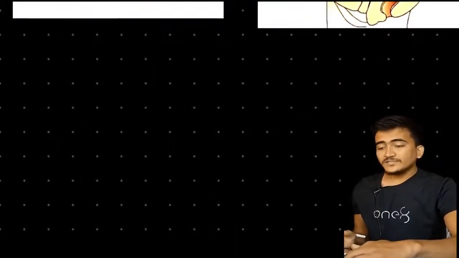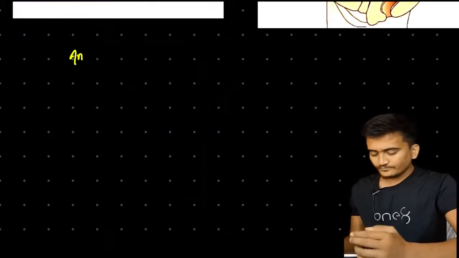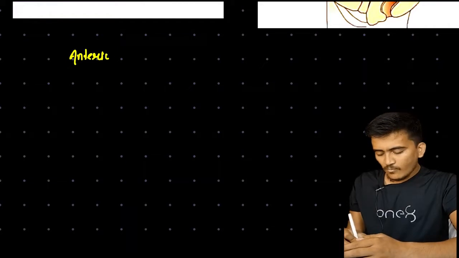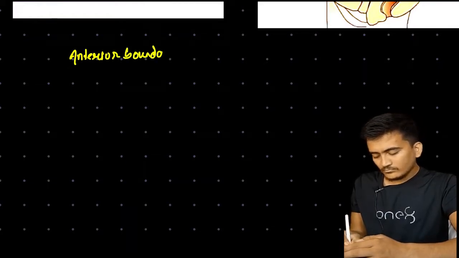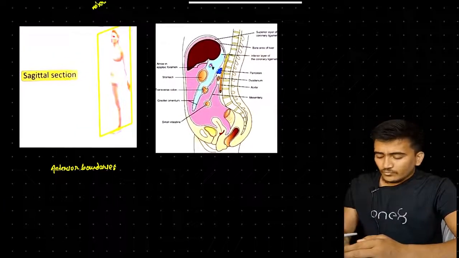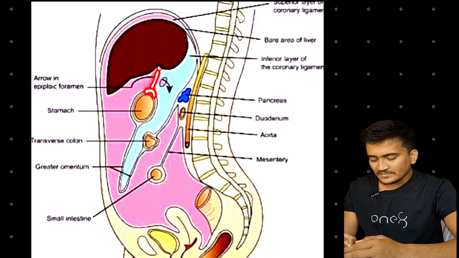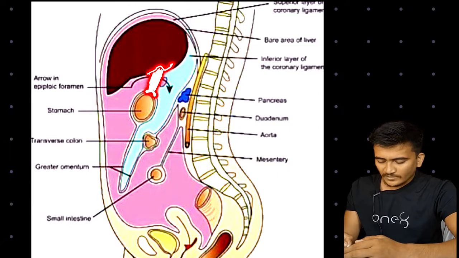So here, talking about the anterior boundary. If you look carefully, you will see that the anterior boundary is the structure that is connecting the lesser sac and liver. Now what is the structure that is connecting the lesser sac and liver? The structure is our lesser omentum. So this is our lesser omentum, and it is the anterior boundary.